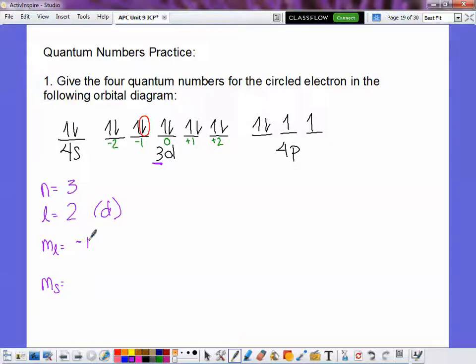And then M sub S is probably the easiest one because you just look at the direction the arrow is going, and it is pointing down. So what is the M sub S? -1/2.